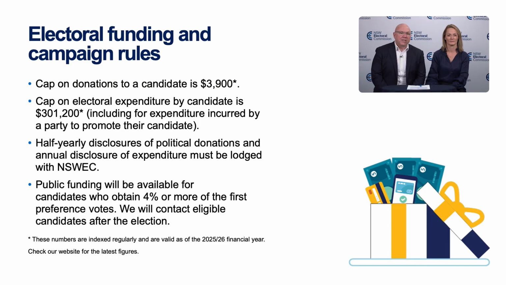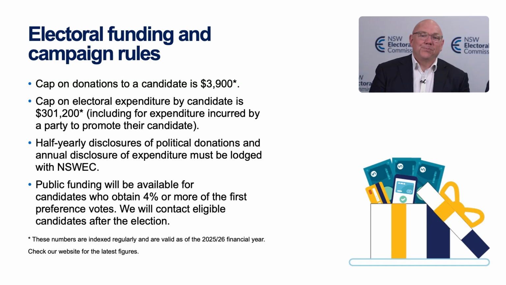Half-yearly disclosures of political donations and annual disclosure of expenditure must be lodged with the New South Wales Electoral Commission. Public funding will be available for candidates who obtain 4% or more of the first preference votes. We will contact eligible candidates after the election. Please note that pre-election disclosure is not applicable for state by-elections.